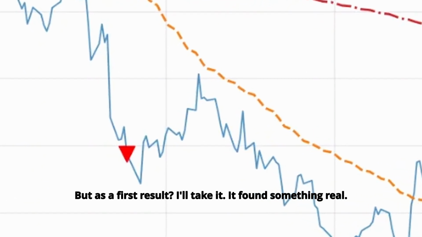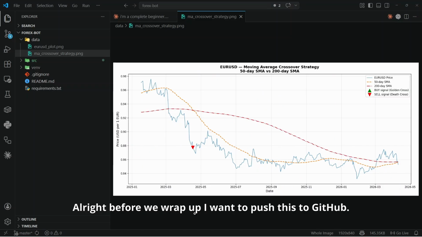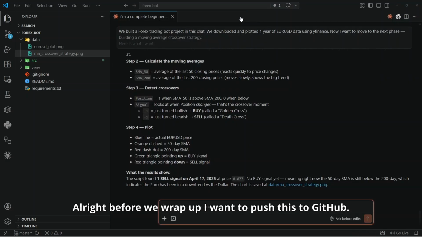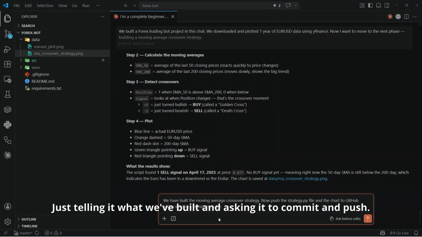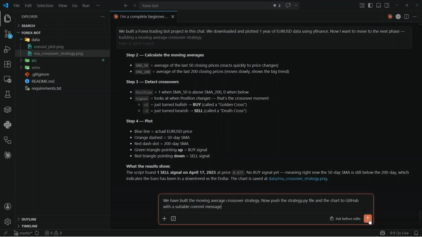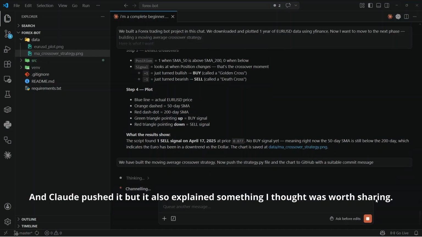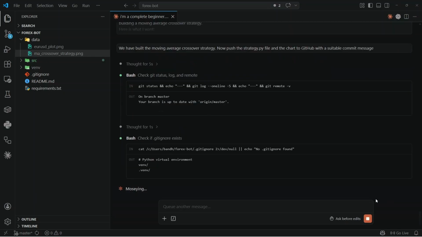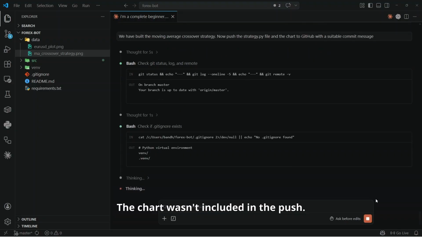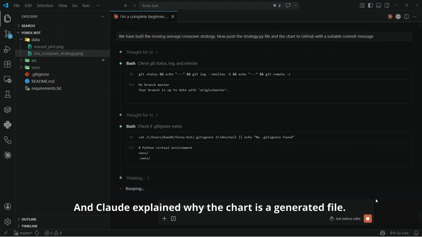It found something real. Alright, before we wrap up, I want to push this to GitHub. Same as last time. I'm doing it through Claude, just telling it what we have built and asking it to commit and push. And Claude pushed it. But it also explained something I thought was worth sharing. The chart wasn't included in the push, and Claude explained why.